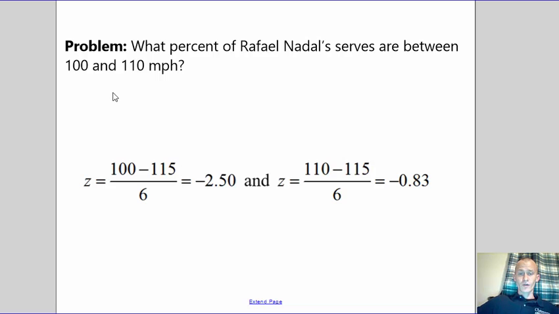For the second part of that question, it asks us what percent of Nadal's serves are between two values. So in general, I recommend the calculator method when it gives you two values. It's just a little more streamlined. You don't have quite as much arithmetic, but you should start any of these by calculating what is the z-score. So we have the z-score of 100 and the z-score of 110. You'll notice that both of these are negative, so both of these are below his mean. Both of these are a little bit below or a lot below his mean serve speed.